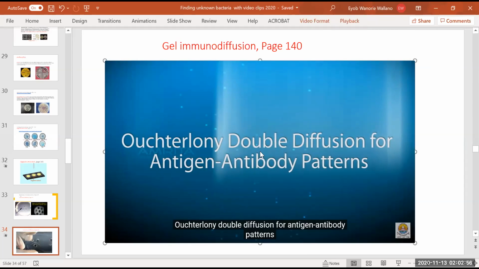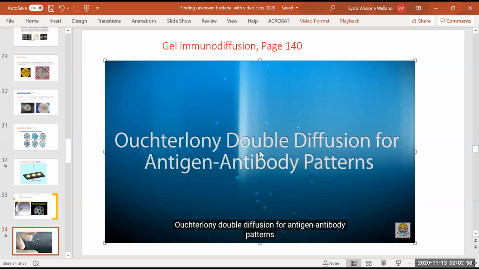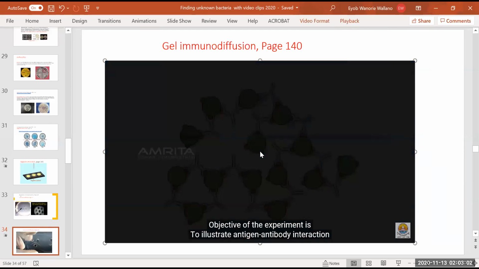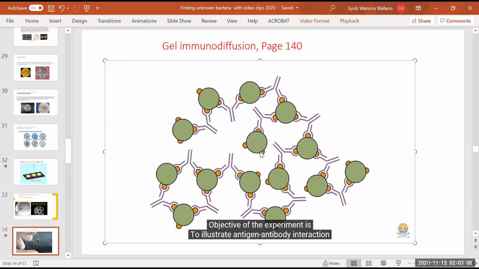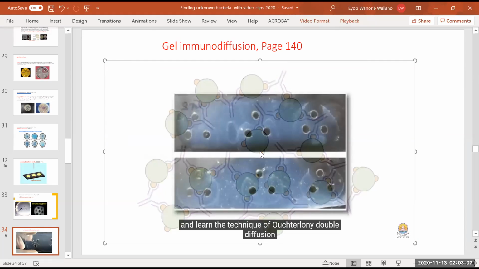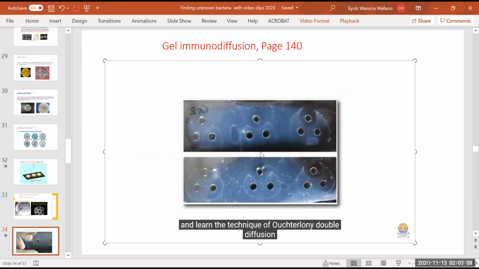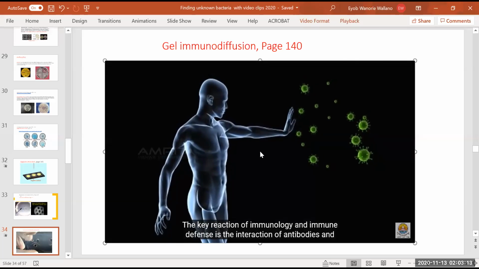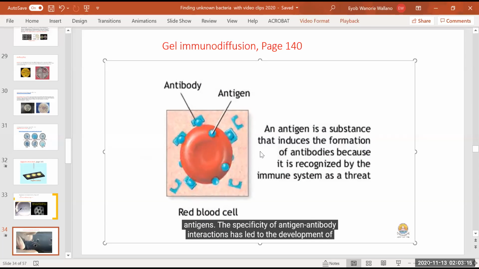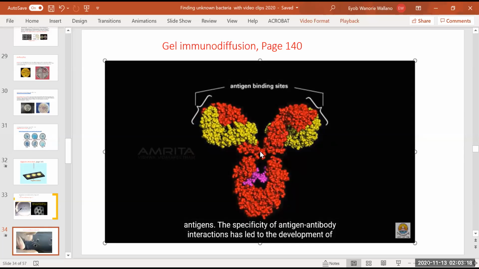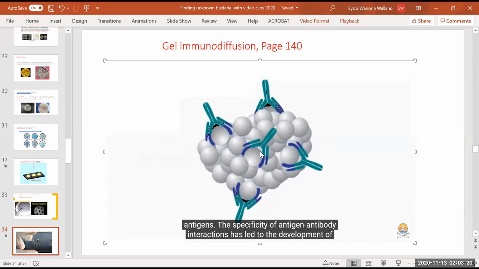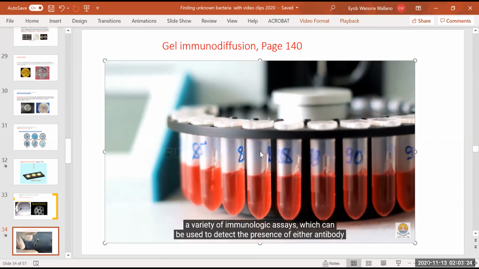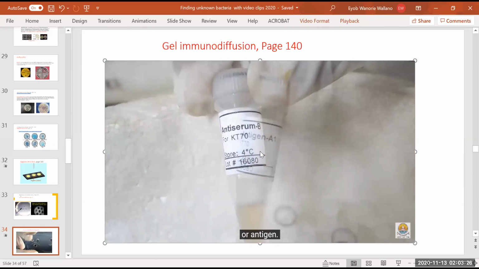Ouchterlony double diffusion for antigen antibody patterns. Objective: to illustrate antigen antibody interaction and learn the technique of Ouchterlony double diffusion. The key reaction of immunology and immune defense is the interaction of antibodies and antigens. The specificity of antigen-antibody interactions has led to the development of a variety of immunologic assays which can be used to detect the presence of either antibody or antigen.